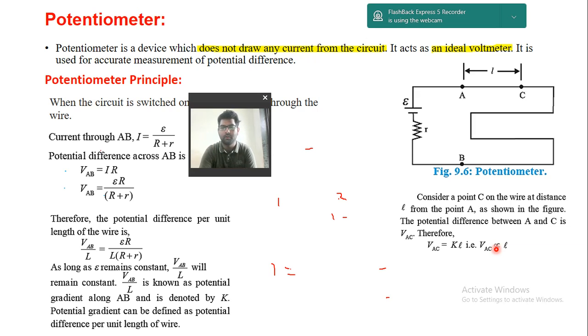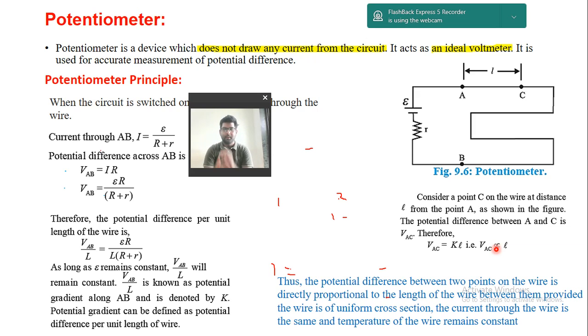Is it clear? So the potential difference between two points on the wire is directly proportional to the length of the wire between them, provided the wire is of uniform cross section, the current through the wire is the same, and the temperature of the wire remains constant. We know the cross section remains constant and the temperature remains constant. In that case the potential gradient will remain constant and the potential difference will be proportional to the length of that section.